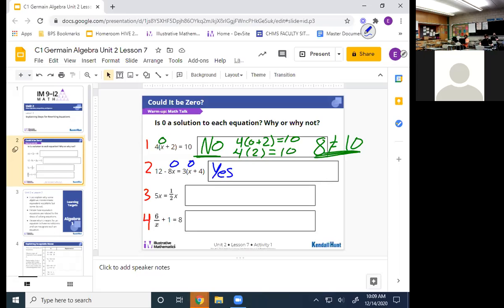12 is equal to 12. Very good. Nice job. When you plug 0 in there, you get 12 is equal to 12. Very good. Now, when we look at our third one, some friends tell me yes in the chat here.